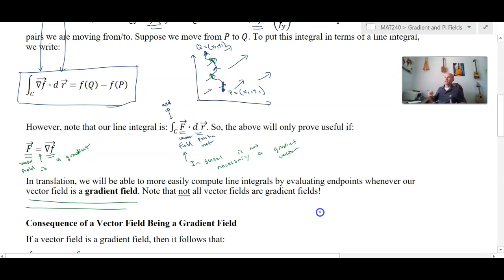Well, what property does a gradient vector have? We know that the gradient vector is a vector containing the partial derivatives of the function for which it is the gradient. So as long as these two are the derivative of f with respect to x and the derivative of f with respect to y, then the fundamental theorem of calculus for line integrals will in fact hold.